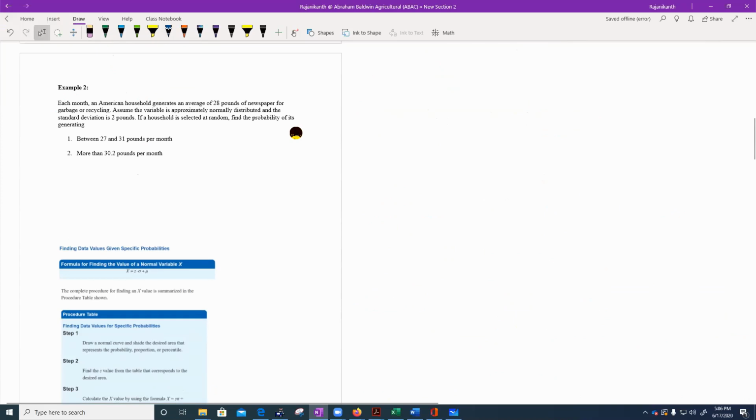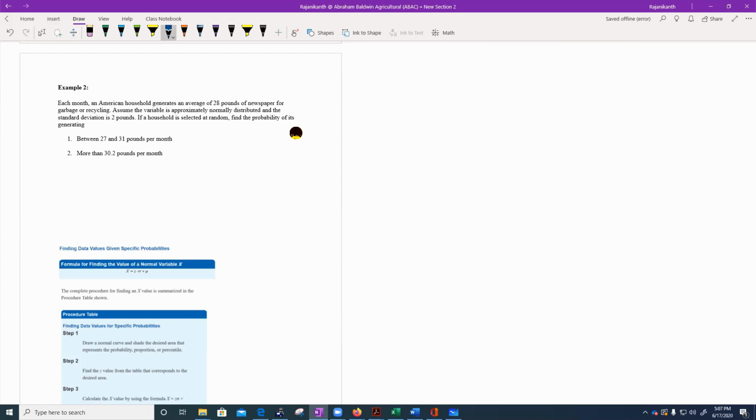Now let's look at the second example. Each month, an American household generates an average of 28 pounds of newspaper for garbage or recycling. Assume that the variable is approximately normally distributed and the standard deviation is 2 pounds. If a household is selected at random, find the probability of its generating: the first one, between 27 and 31 pounds, and the second one, more than 30.